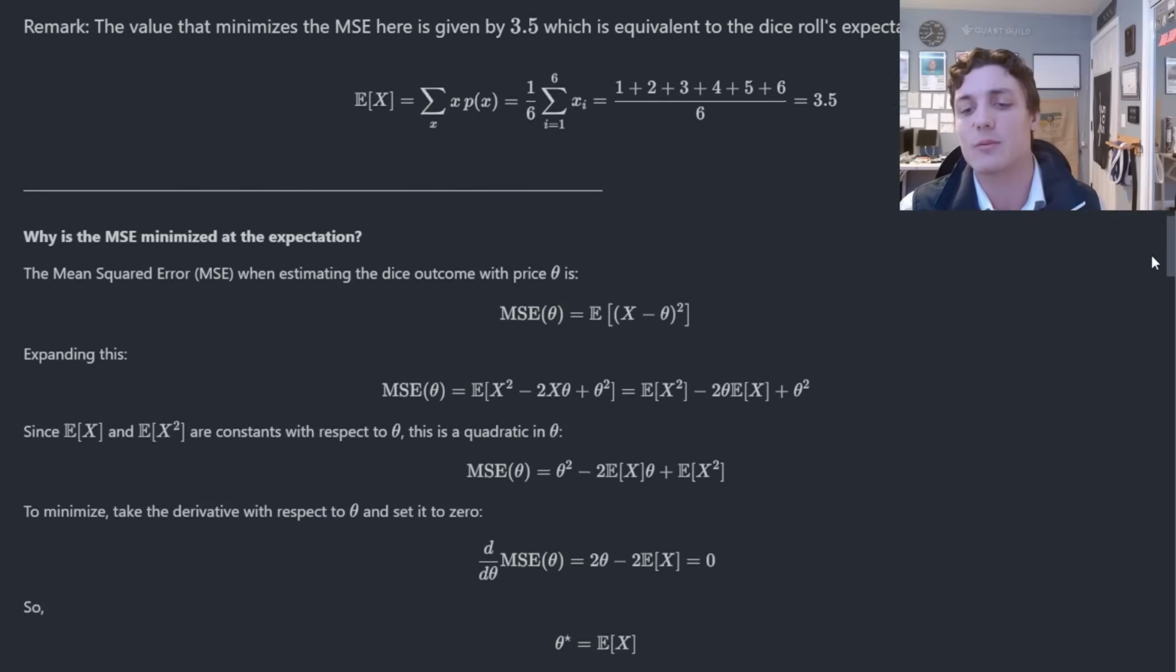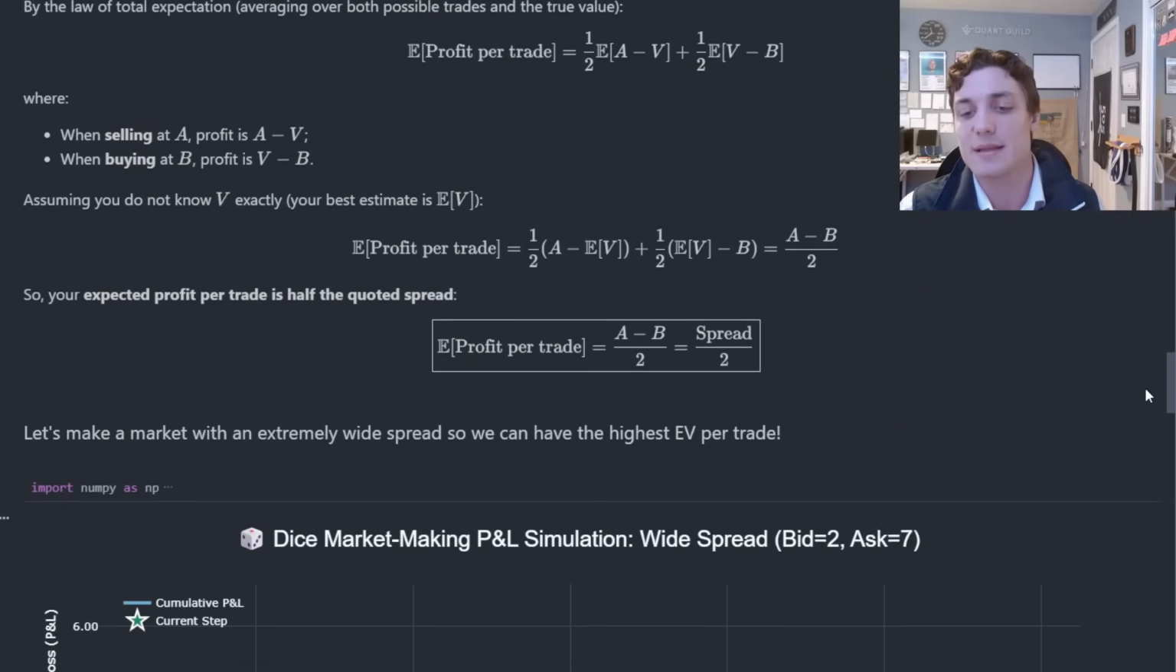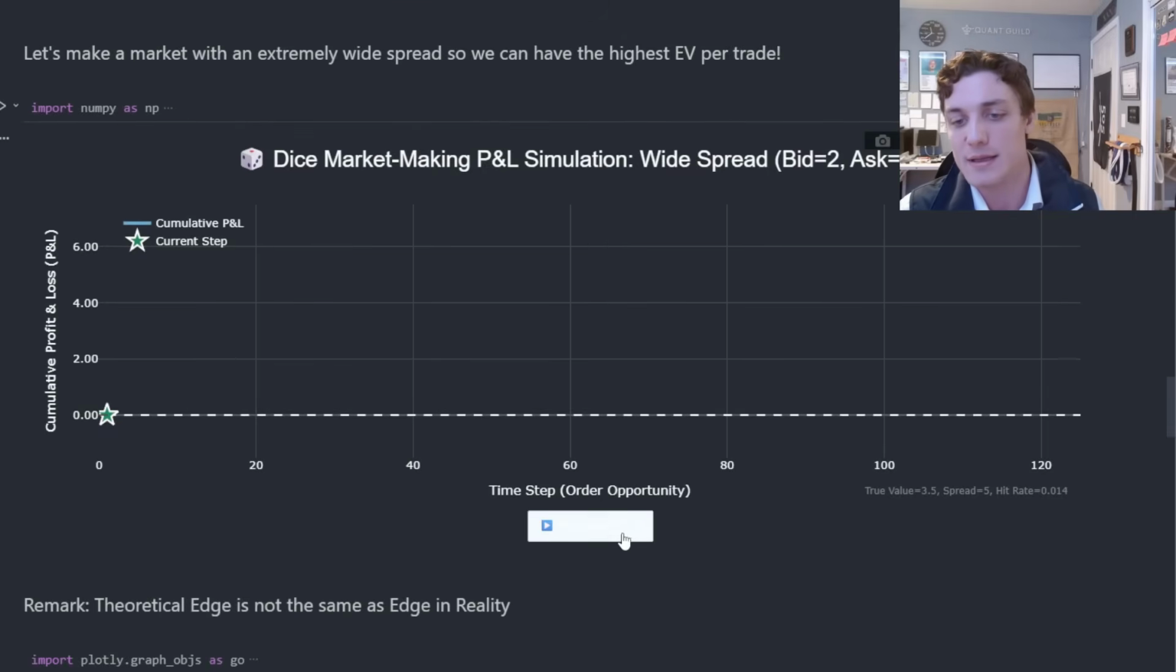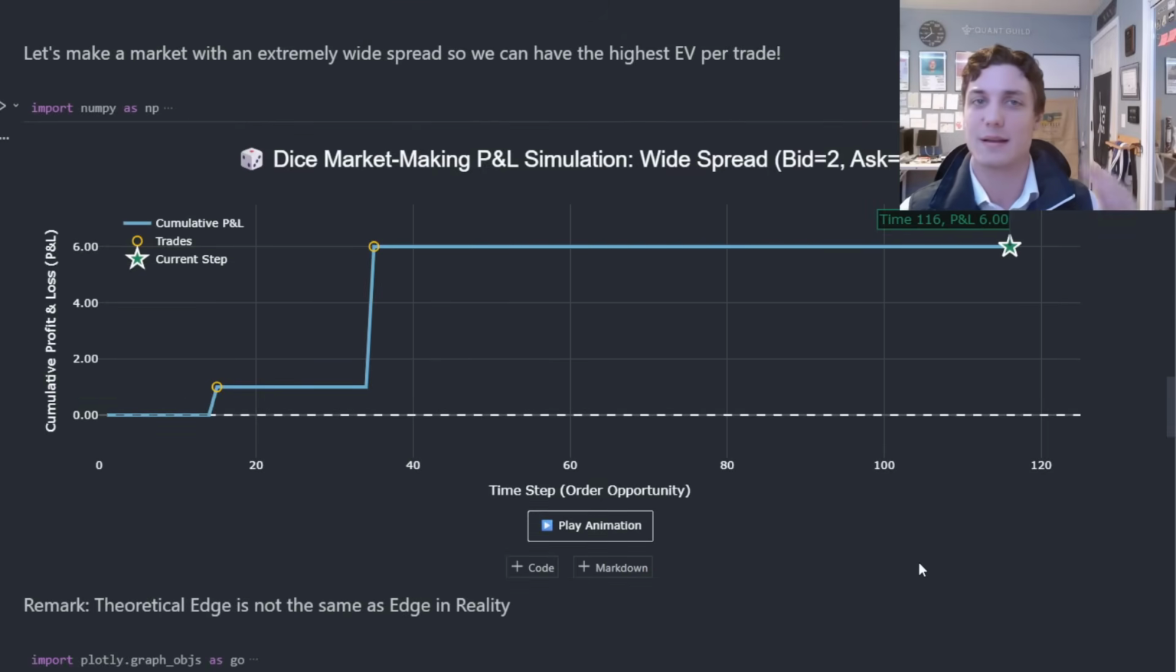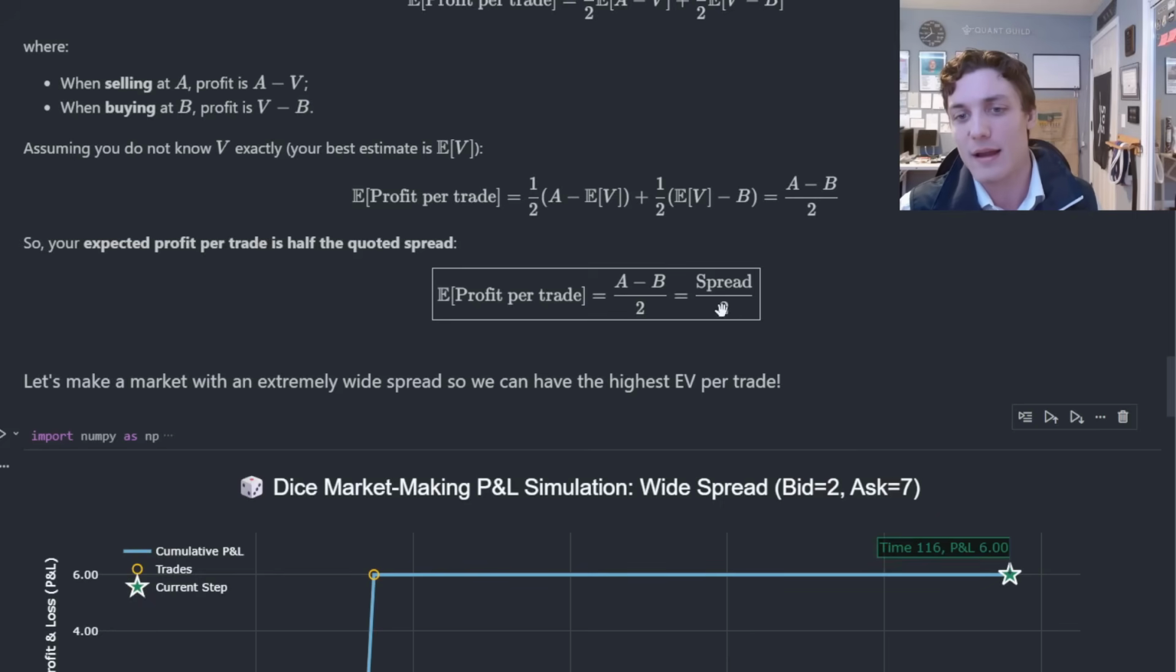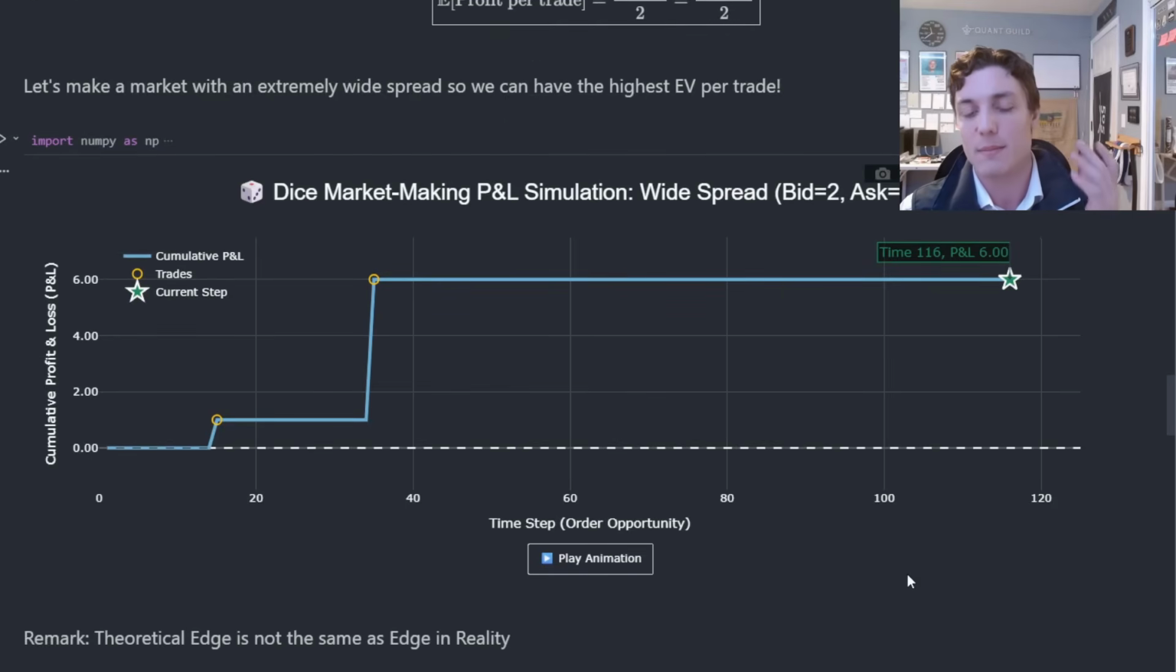Well, what happens if we make the spread tremendously wide? Let's take a look at this simulation. That doesn't look anything like the chart from earlier. We only had 2 trades in this market with our really wide spread. But theoretically, if we increase the spread, we should be making more money. What happened here in this market?